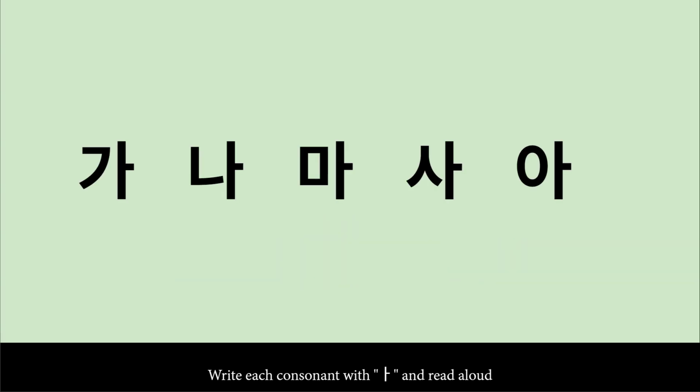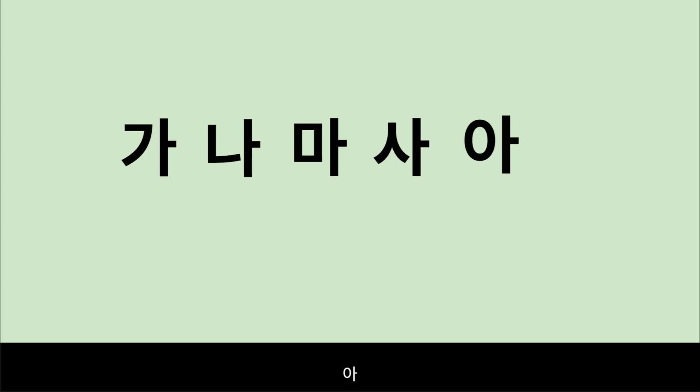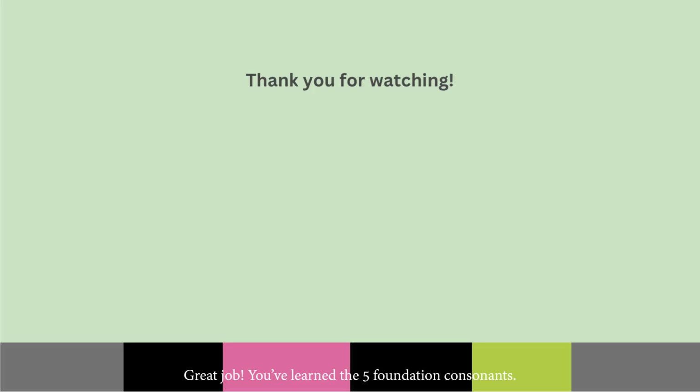아. Practice time. Write each consonant with a and read aloud. 가, 나, 마, 사, 아. Great job! You've learned the 5 foundation consonants. Next time, we'll cover the 9 remaining ones.